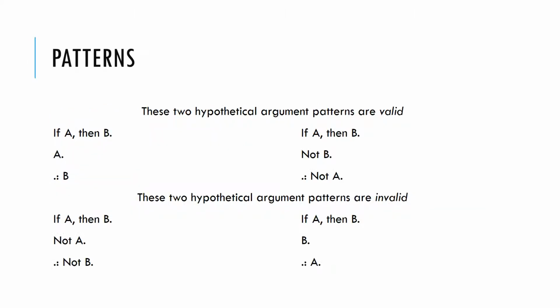So let's review the patterns of hypothetical arguments. In this slide, you see that the first two patterns create valid arguments. If A, then B; A; therefore B. And if A, then B; not B; therefore not A. However, the next two patterns of hypothetical argument are invalid. If A, then B; not A; therefore not B. If A, then B; B; therefore A.